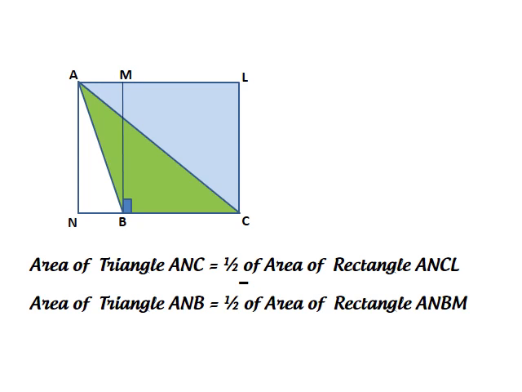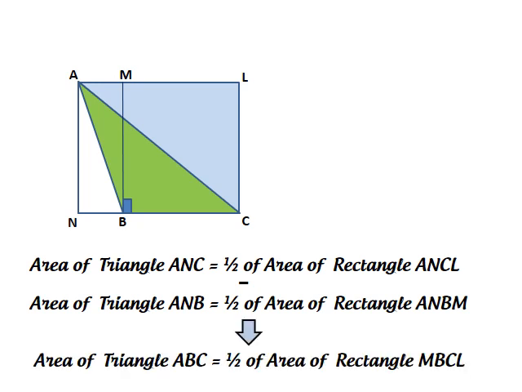So once we do that, we get the area of our triangle ABC, which is half of the area of rectangle MBCL. So here if you see, the base BC of the triangle coincides with the side BC of the rectangle MBCL. The only difference is that the vertex A doesn't lie on the segment ML, but it lies on ML extended.